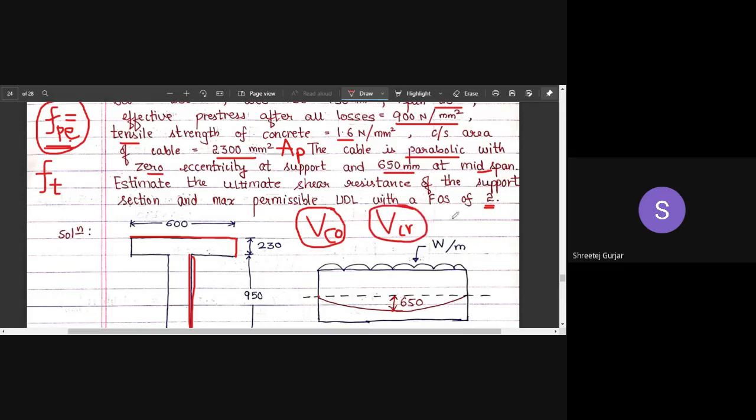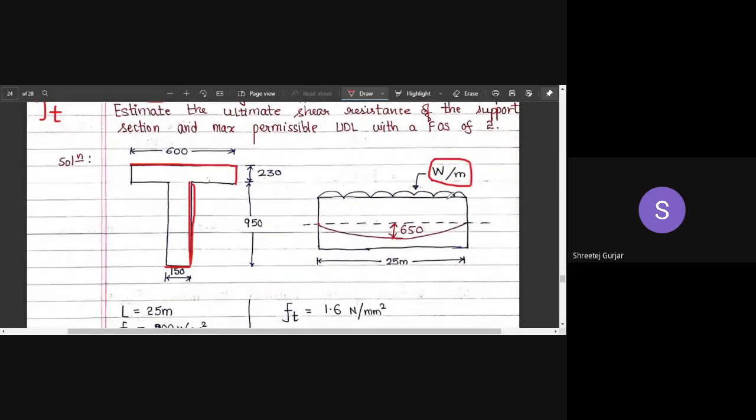Okay, not the second one. Okay, so we need to determine that particular thing, and also we need to determine this W, which is not given to us. The UDL which is present on the top is not given to us. So we need to find the maximum permissible UDL with a factor of safety of 2. Okay, so we need to determine this W.